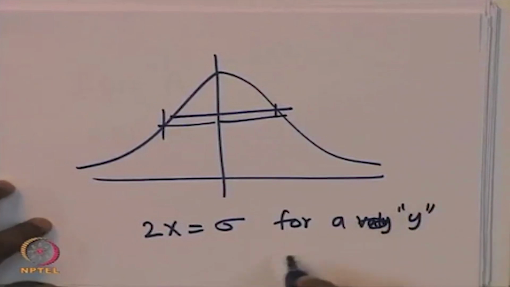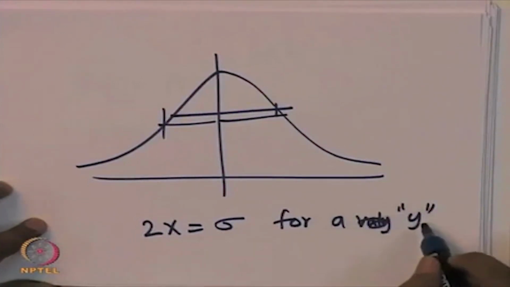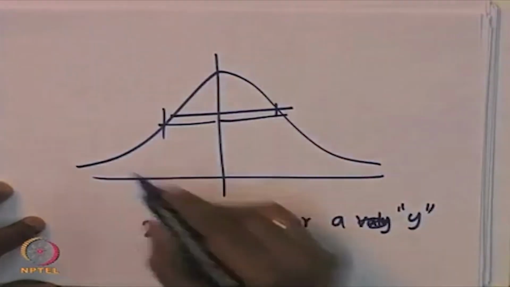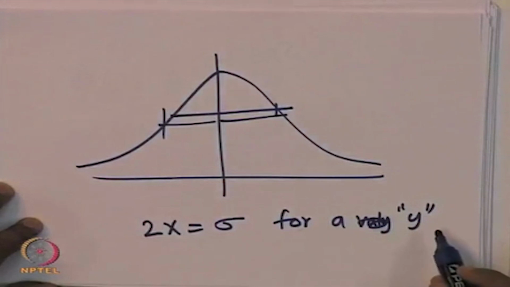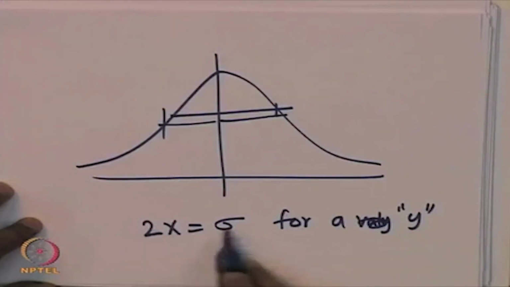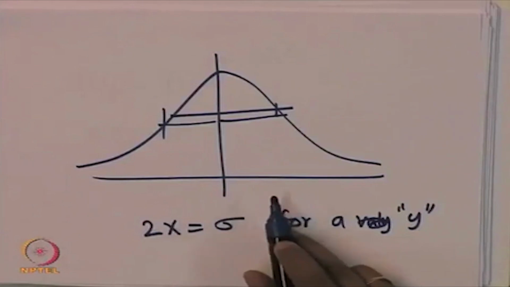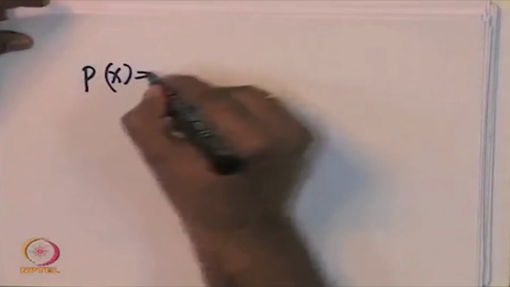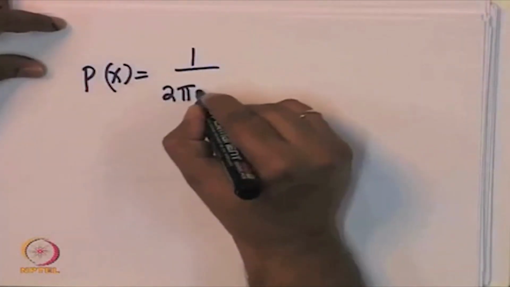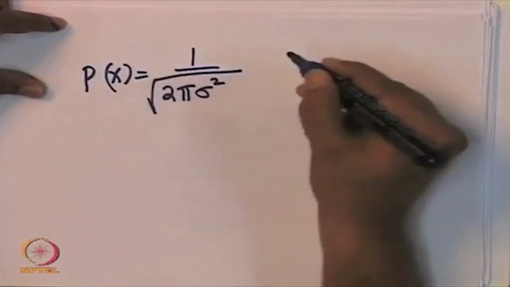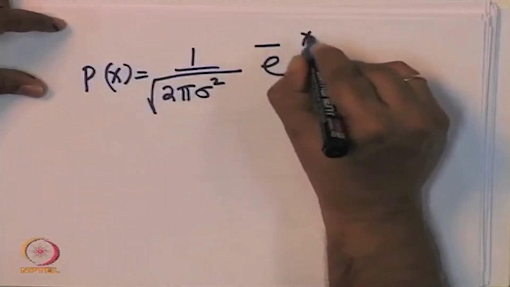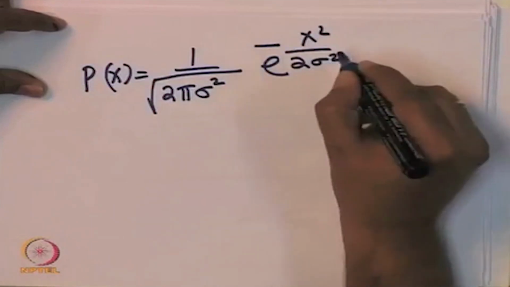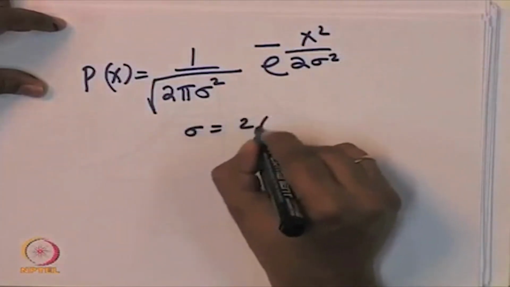So, given a y, there is a particular value of y for which 2x is sigma. What is the value of y for which 2x is sigma? Let us first put sigma is equal to 2x and then calculate. So, what we have? We have p of x is 1 over 2 pi sigma square root, e power minus x square by 2 sigma square, and substitute sigma is equal to 2x.